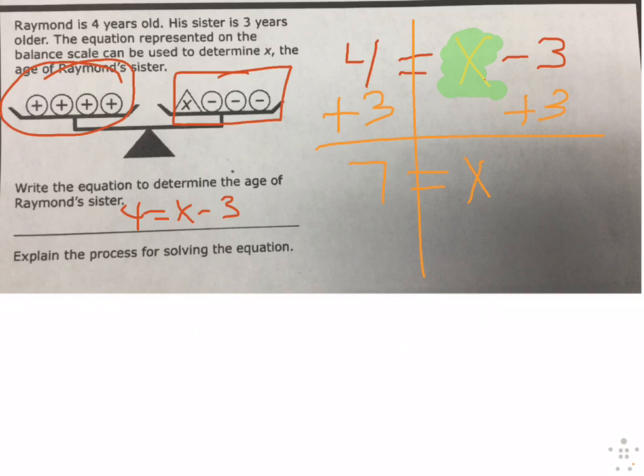So explain the process. Explain means that you have to do like the additive inverse, or not necessarily additive, because it could be the multiplicative inverse. It all depends on what operation. So it's the inverse operation to isolate the variable. So the process is to do inverse operations to isolate the variable.